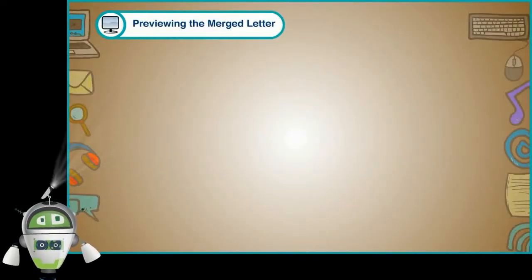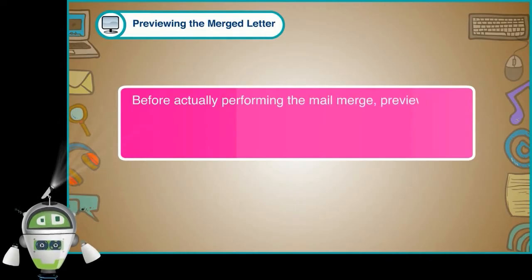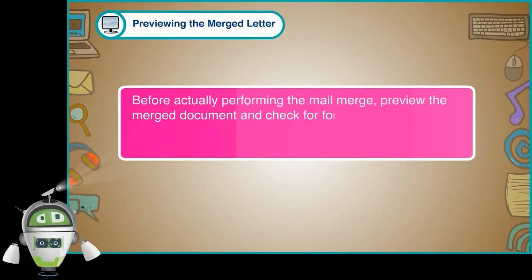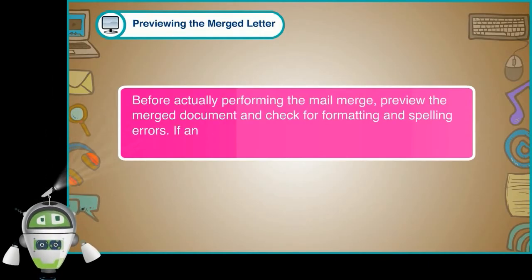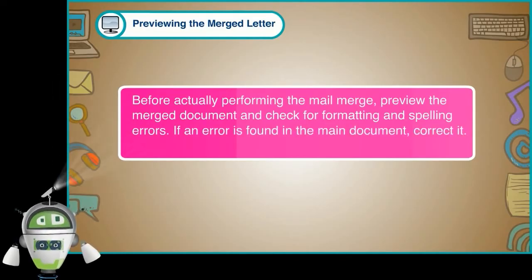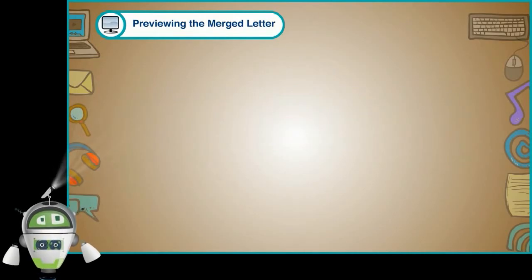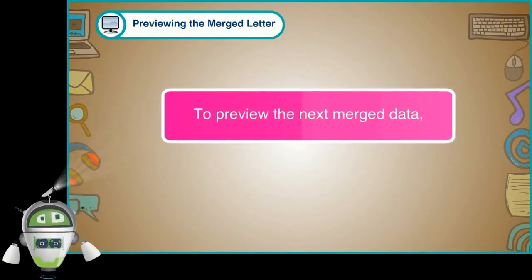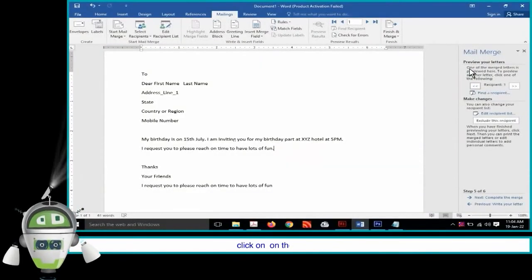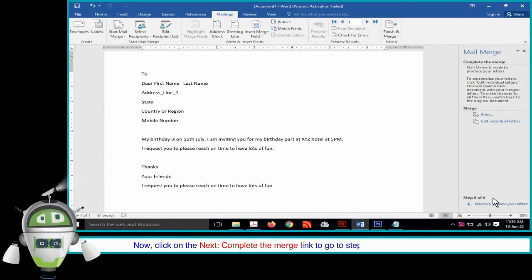Previewing the merged letter. Before actually performing the mail merge, preview the merged document and check for formatting and spelling errors. If an error is found in the main document, correct it. In addition, correct any errors in the data source. To preview the next merged data, click on the mail merge pane. Now click on the next. Complete the merge link to go to step 6 of the mail merge wizard.